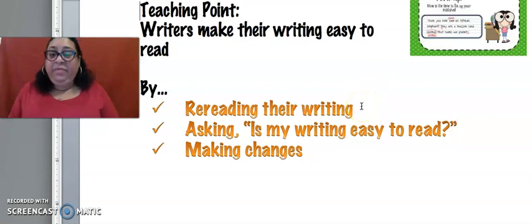One, we have to reread our own writing. Two, we have to ask ourselves, is my writing easy for me to read? Because if it's not easy for me to read, then it's not going to be easy for someone else to read. And step three, we make any changes that we need to make sure that our writing is easy to read.